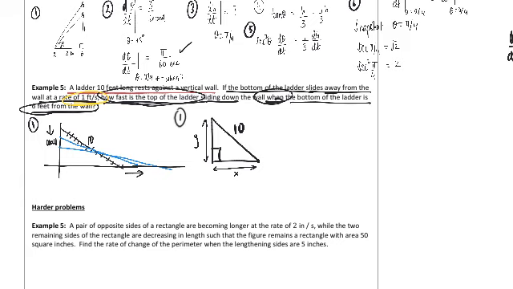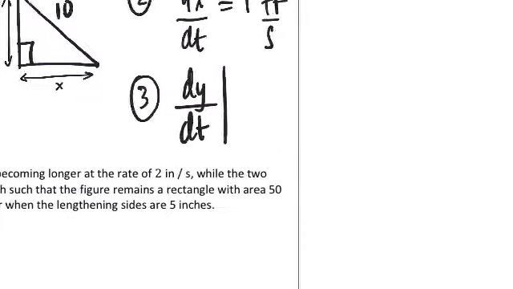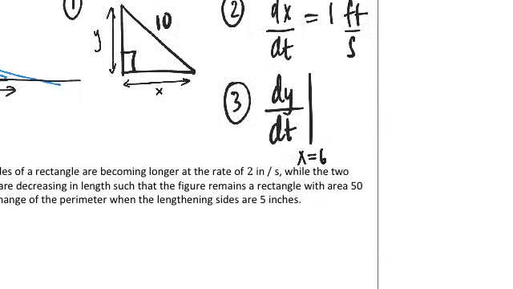That's step one. Step two would be the given rate. So the given rate is dx/dt, the rate at which I'm sliding away from the wall, is 1 foot per second. Step three is what am I trying to find? I'm trying to find dy/dt when, so that's the long line, when the bottom is 6 feet from the wall. So when x is equal to 6. x is my distance from the wall, the way I drew my picture.